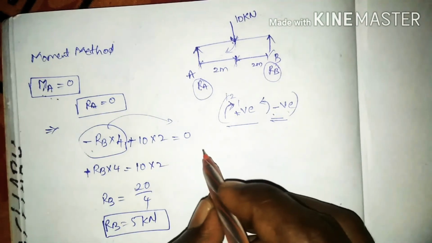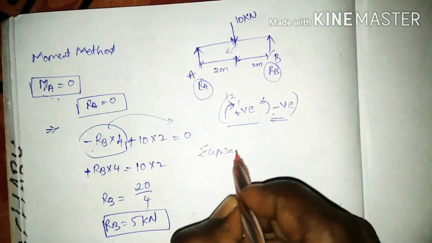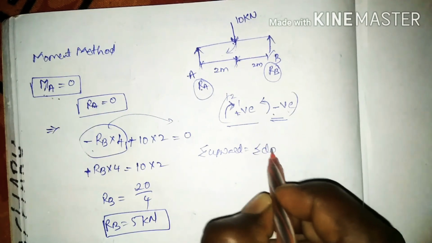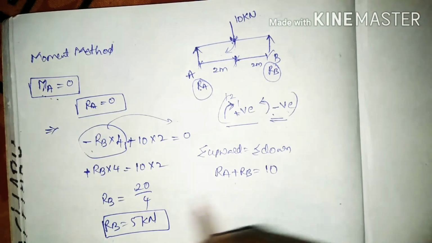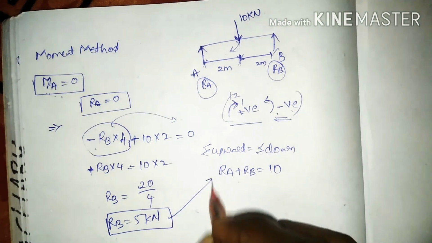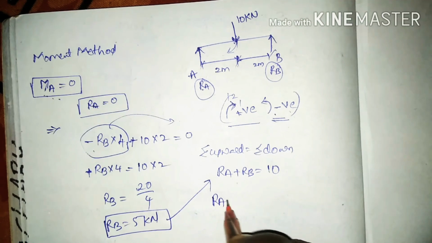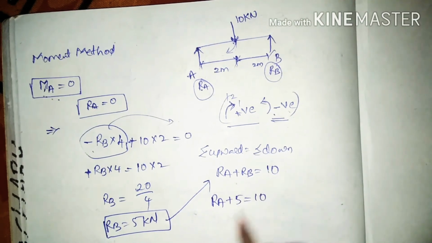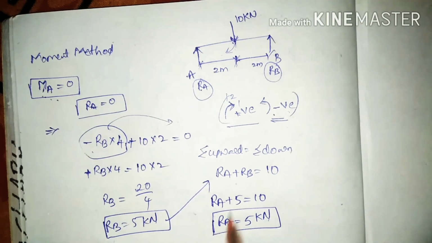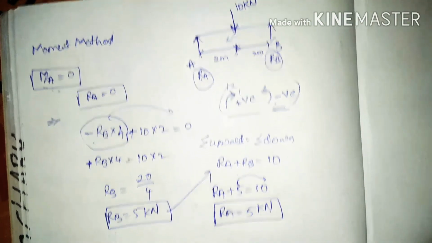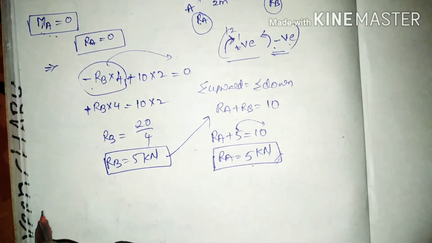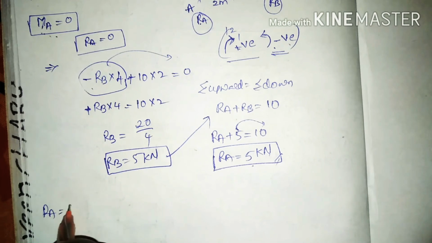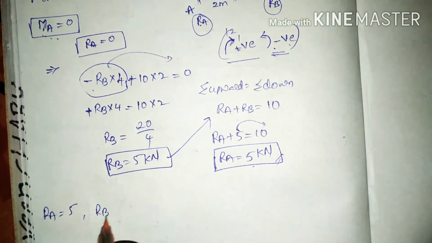We have summation upwards equal to summation downwards, that is RA plus RB is equal to 10. I substitute the value of RB in this equation to get RA. RA plus 5 is equal to 10, so RA is equal to 5 kilonewtons. Thus we get RA is equal to 5 and RB is equal to 5.